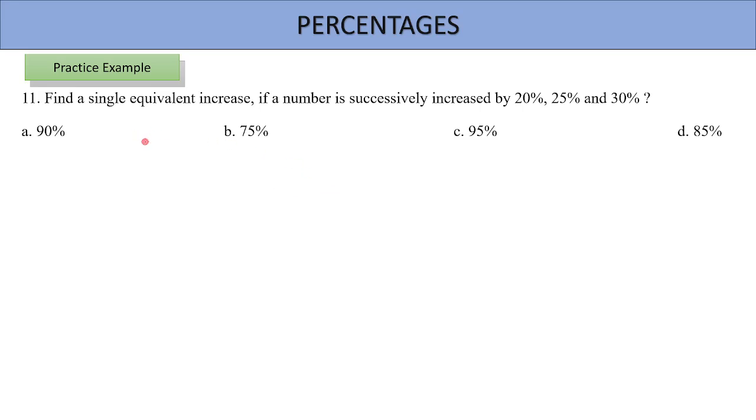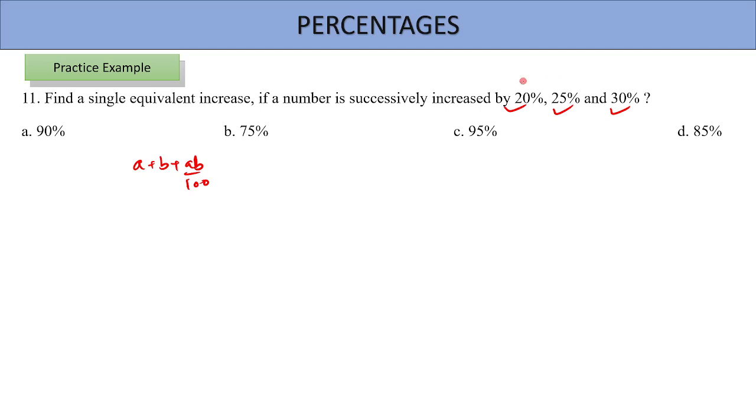Find a single equivalent increase if a number is successively increased by 20 percentage, 25 percentage, and 30 percentage. Now we know whenever there are two numbers, we can directly apply the formula a plus b plus ab by 100. But what to do when there are more than two numbers and they are successively increasing? In that case also, guys, we will use the same concept. We will see how.